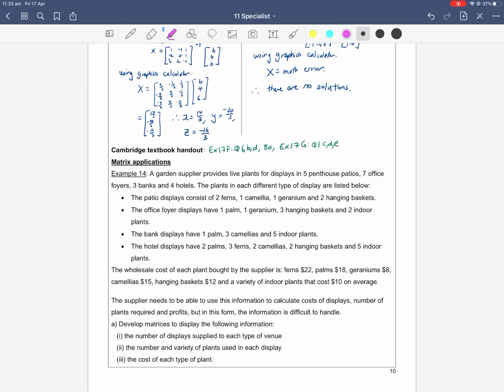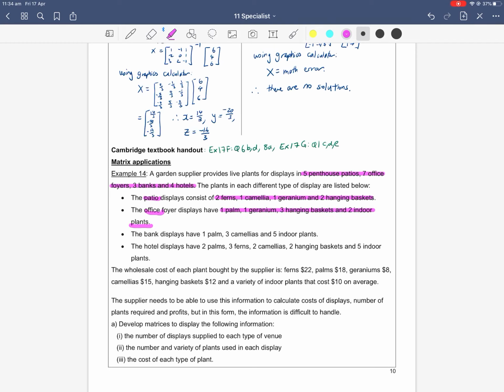So it says here, a garden supplier provides live plants for displays in 5 penthouse patios, 7 office foyers, 3 banks, and 4 hotels. The plants in each different type of display are listed below. So the patio display consists of 2 ferns. So patio needs 2 ferns, 1 camellia, 1 geranium, and 2 hanging baskets. So they're the types of plants.